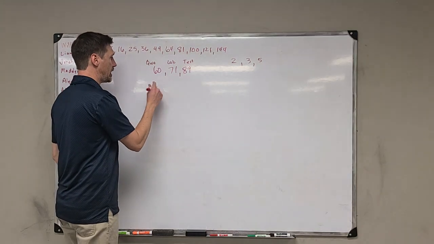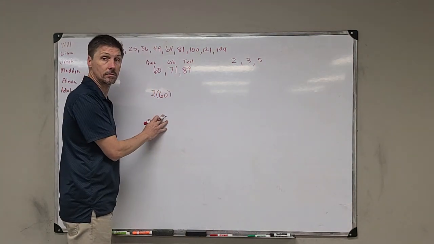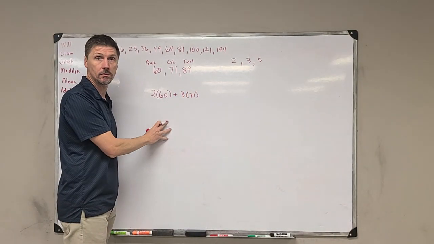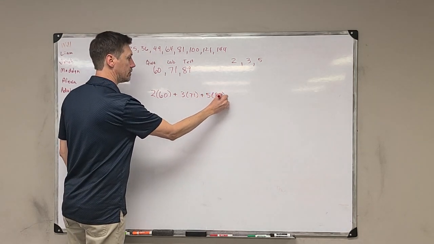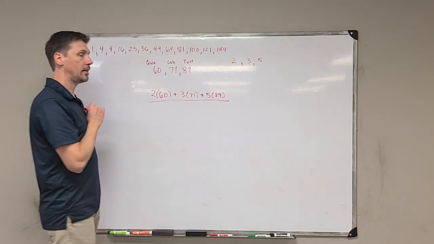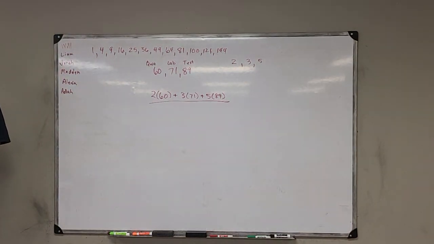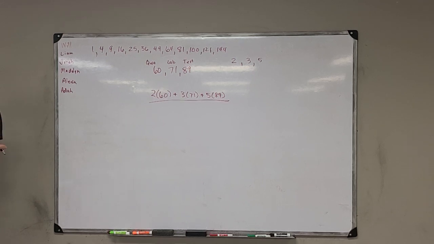The way that we do that is we say the 60 has a weight of 2, so it's going to be 2 times 60, all right? The 71 has a weight of 3, so it's going to be 3 times 71. And then the 89 has a weight of 5, so it's going to be 5 times 89, all right? And then, does this look like the overall average? You guys remember doing the overall? This is very similar. What did we divide by when we were using overall averages?